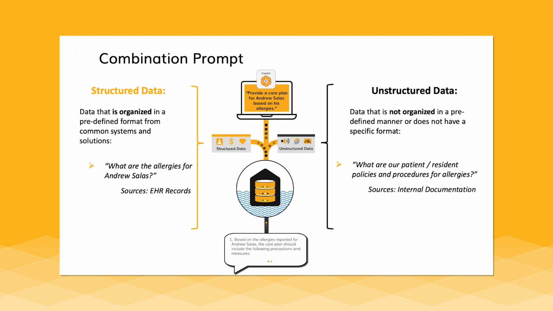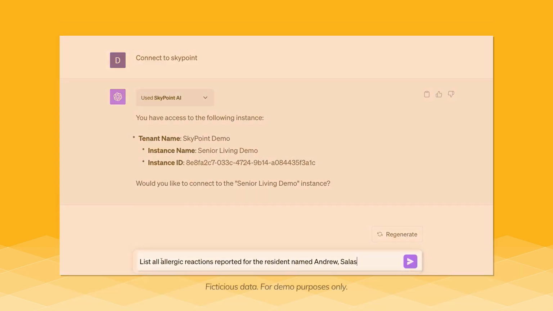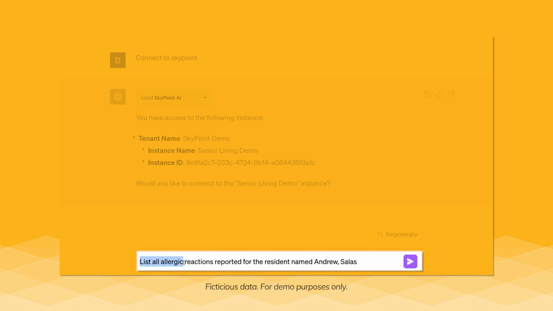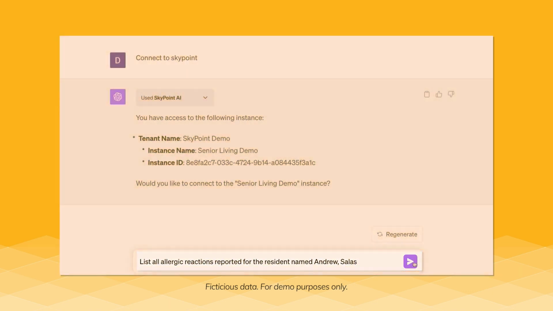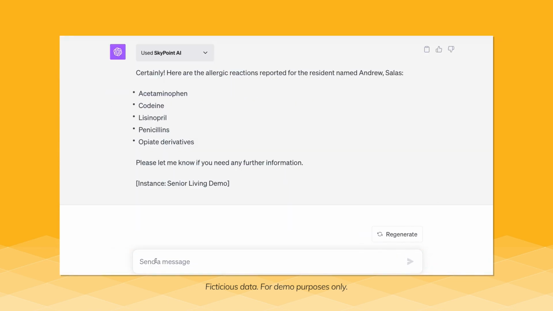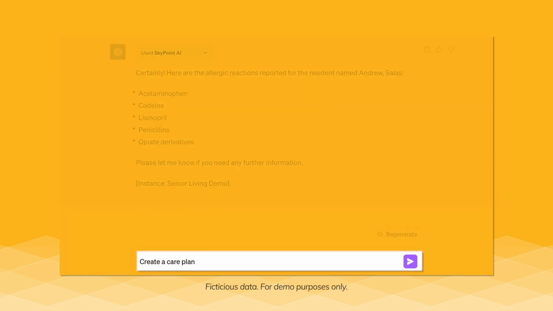There are also some critical safety protocols built into the model to ensure privacy, safety, and accuracy. Let's take a look at some of the results from our demo instance recommending proper procedures, precautions, and measures for a patient or resident with specific allergies. So in this case, let's list all the allergic reactions reported for the resident or patient named Andrew Salas. Let's create a care plan for Andrew based on these allergies.